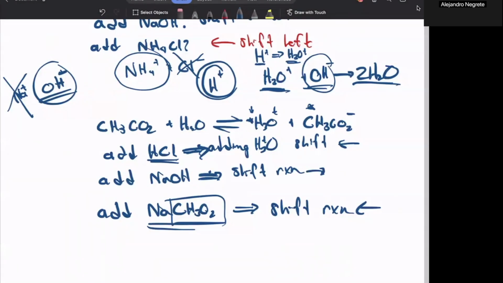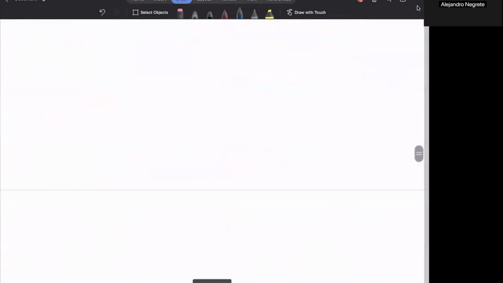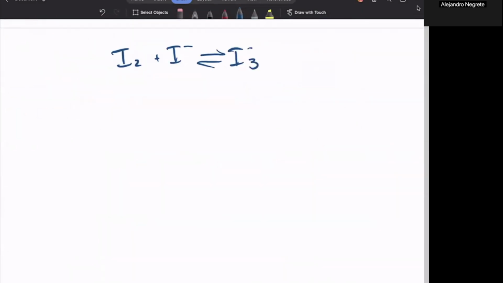Okay. Now, let's take a look, and I guess we're at the point now. We should start building some ice tables, right? We're going to start building some ice tables. Okay. We take a look at this reaction here, and in this reaction, we're going to add a concentration.